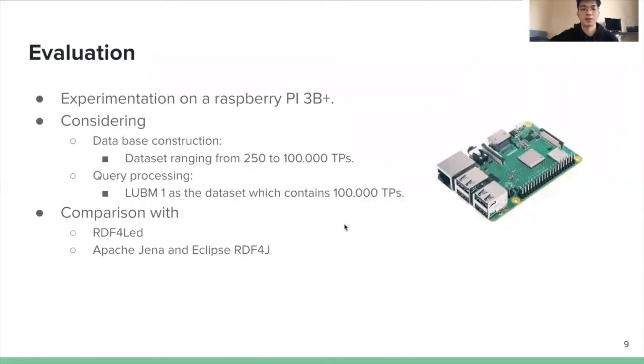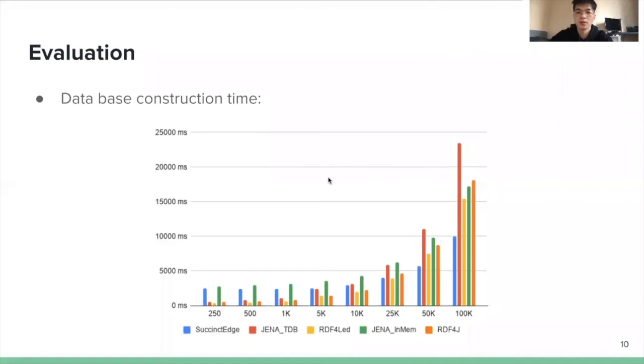The evaluation of our system is conducted on a Raspberry Pi 3B+. We have compared our system with RDF4Led, Apache Jena, and RDF4J in aspects of database construction and query processing. This figure shows the comparison of database construction time. We can see from the figure that with the growth of datasets, Succinct Edge gradually outperformed the other systems.